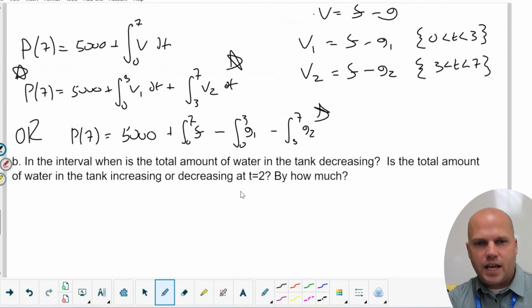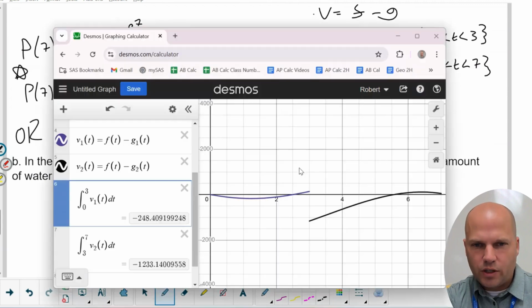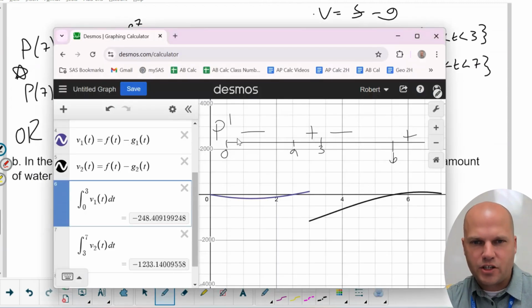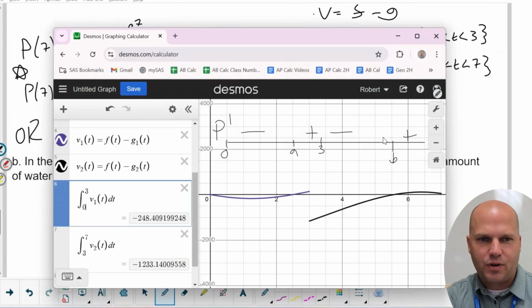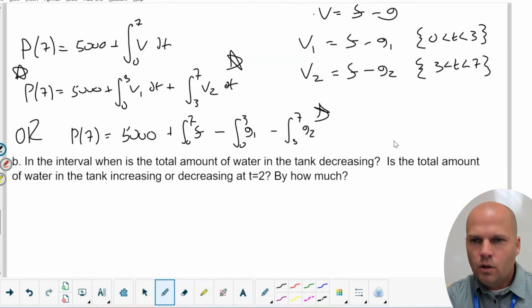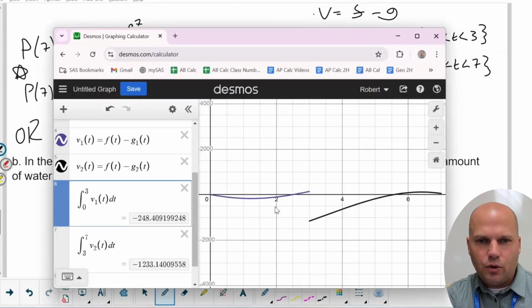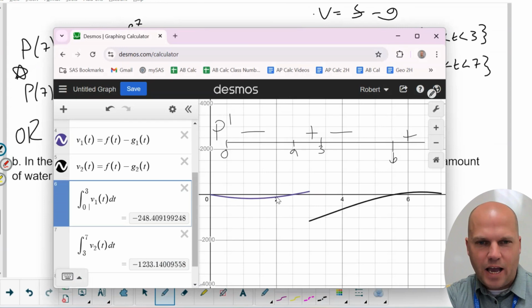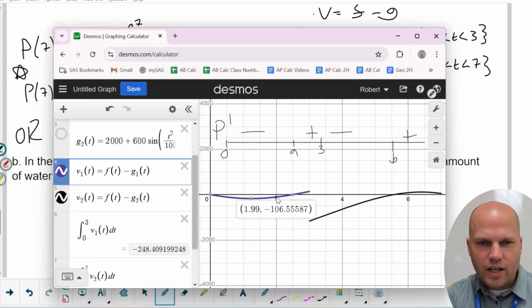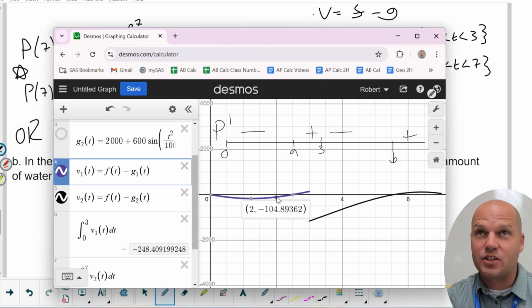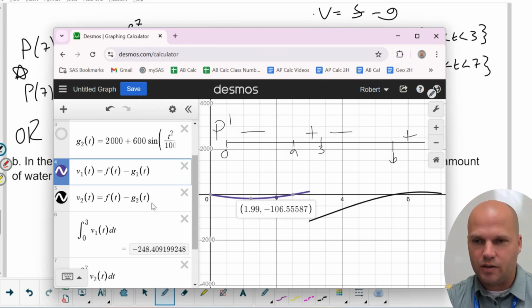Is the water in the tank... when is the total amount of water in the tank decreasing? We can look. The water in the tank is decreasing from 0 to A and 3 to B. At time 2, I can see that the derivative is negative. Okay, that means my velocity is negative. That means my water is decreasing.